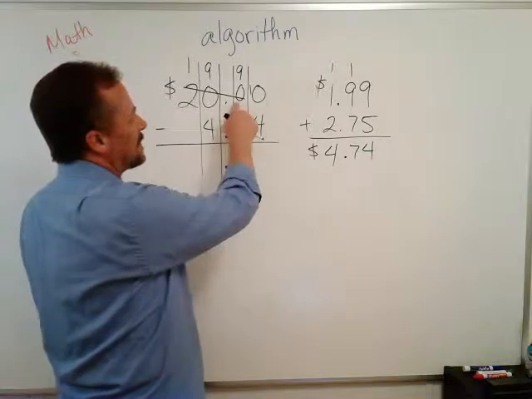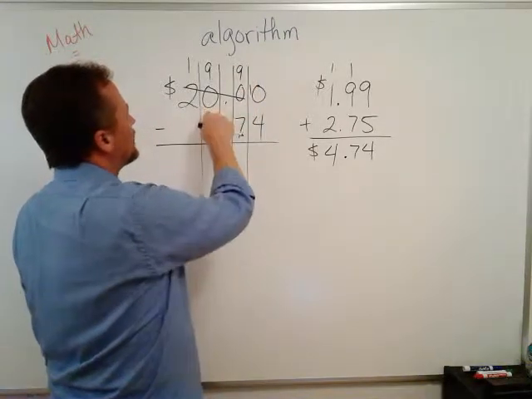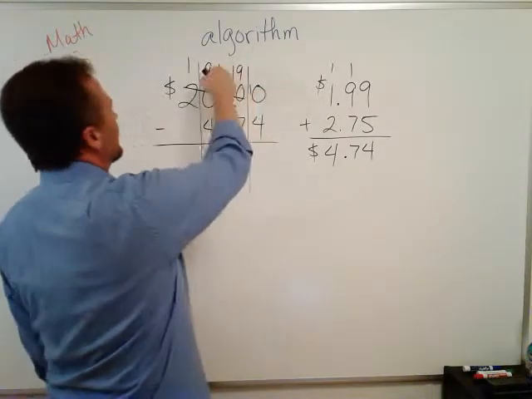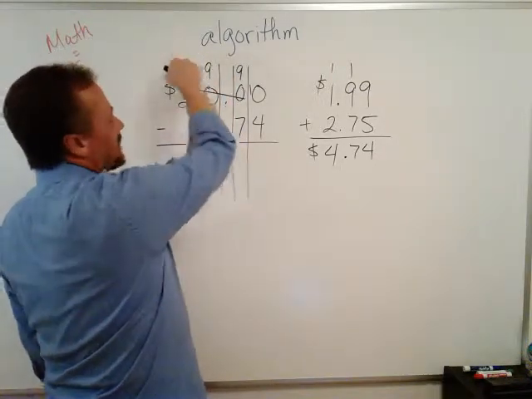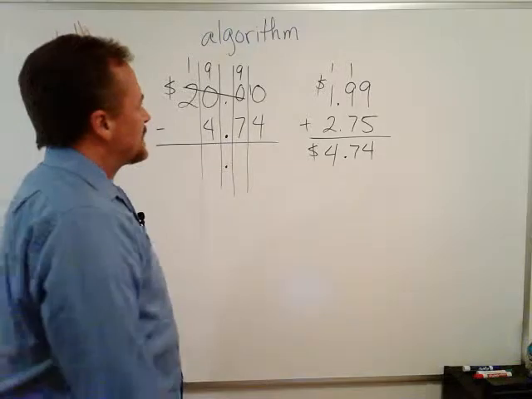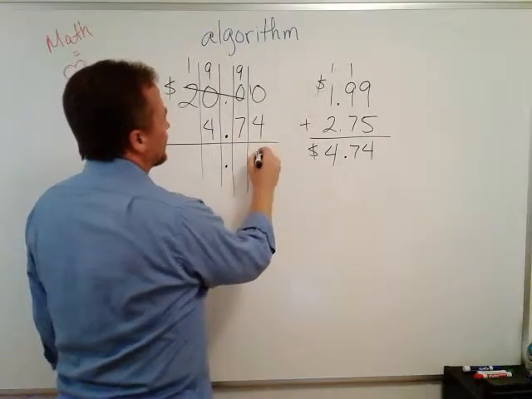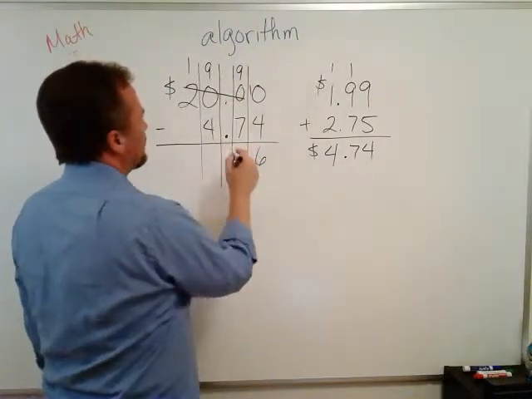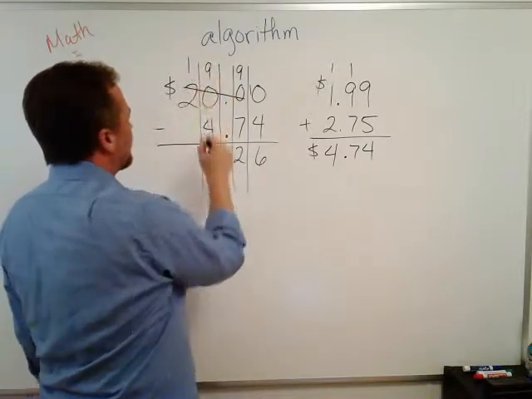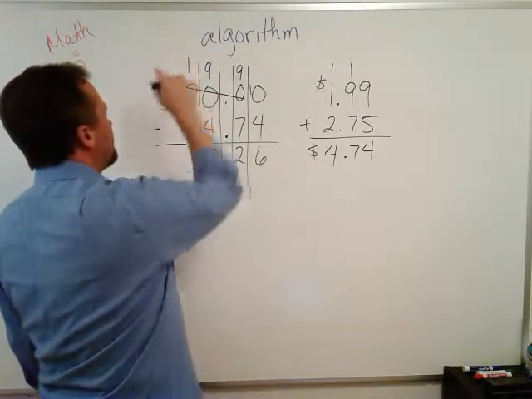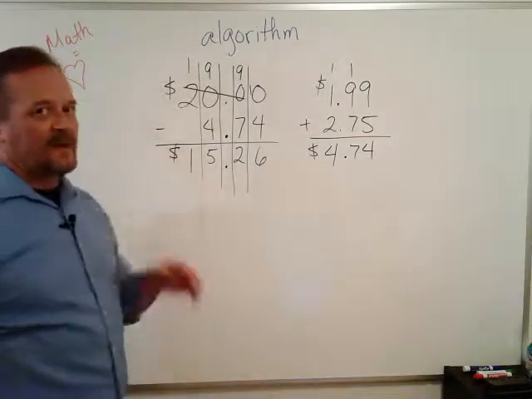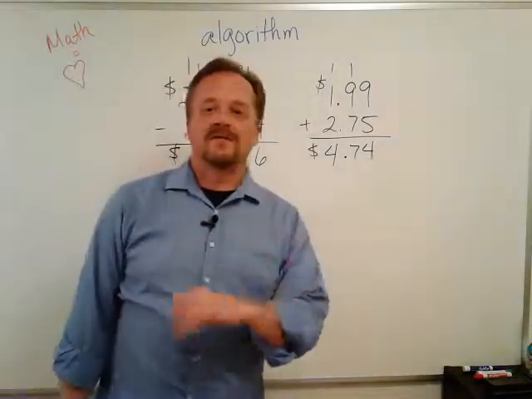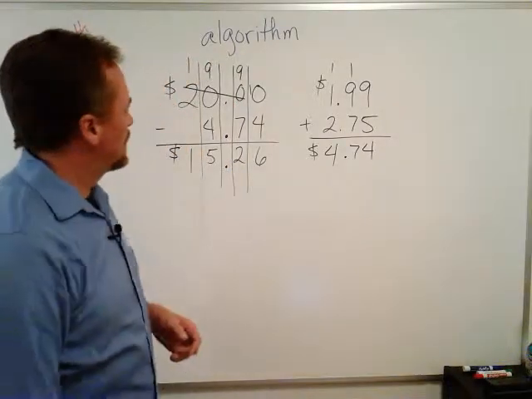This was a 10, I borrowed one, now it's a 9. This was a 10, that borrowed one, now it's a 9. This was a 10, but I had to borrow one, and that only left one left over here in the tens place. 10 minus 4 is 6. 9 minus 7 is 2. 9 minus 4 is 5. And there's only one left here in the tens place. So the cashier will hopefully count me out and hand back $15.26. Okay?